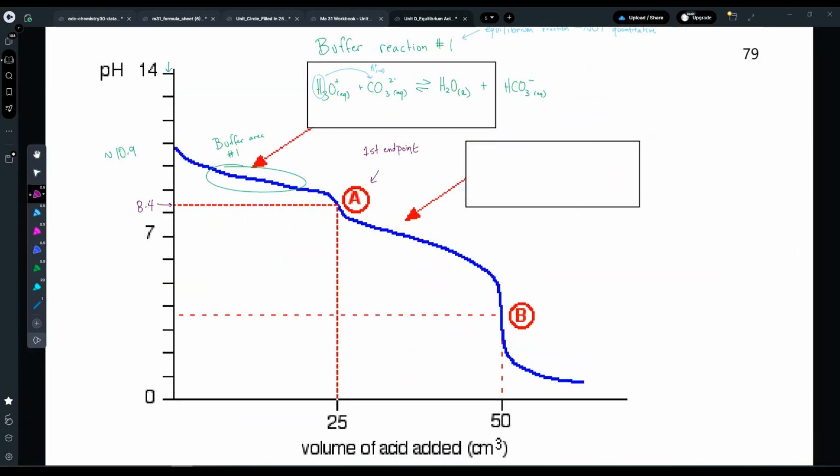So the first endpoint is going to be when my base accepts its first hydrogen. How I know that it's the point in which the base accepts its first hydrogen is because we're starting with a super basic pH and we're moving towards a more acidic pH. So that can only happen if you're adding in more acid.